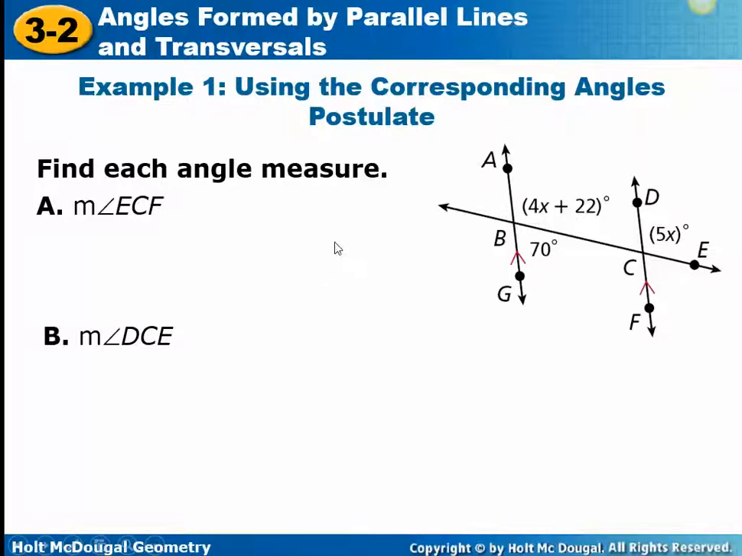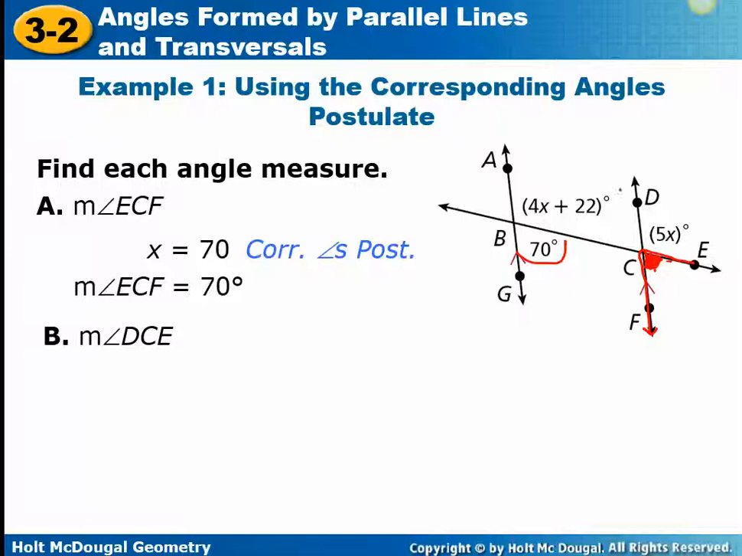Okay, we're going to use the corresponding angles postulate to find some missing angles. We want to find the measure of angle ECF. So here's E, here's C, that's our vertex because it's in the middle, and here's F. I want to find this angle right here. And the way I do that is I see, well, I could use the corresponding angles. What would this correspond to? It would correspond to angle EBG, which is given as 70 degrees. So we can use this corresponding angles postulate to know that our angle is 70 degrees. The measure of angle ECF is 70 degrees.